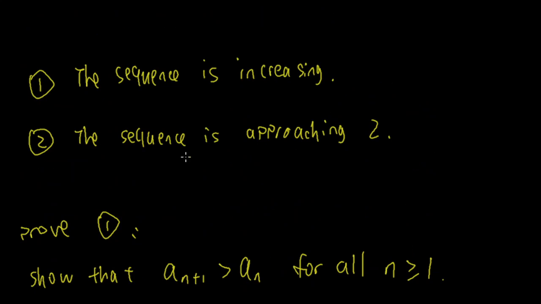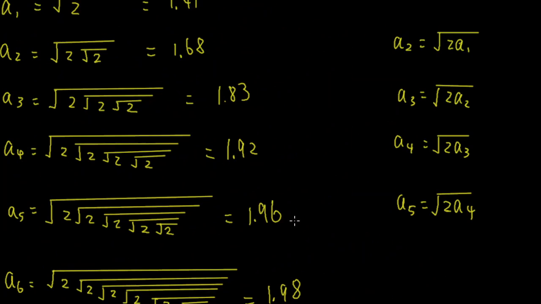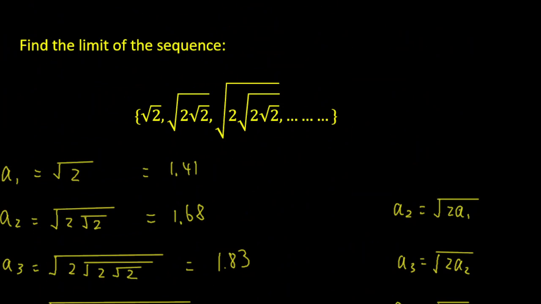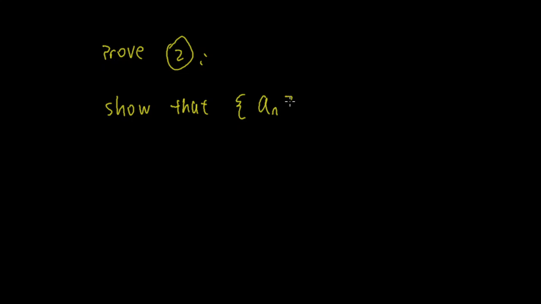Next, we have to prove statement number 2. The sequence is approaching 2. Okay, so let's do this here. Prove statement number 2, right? Now, basically what we have to do is show that the sequence a sub n is bounded.